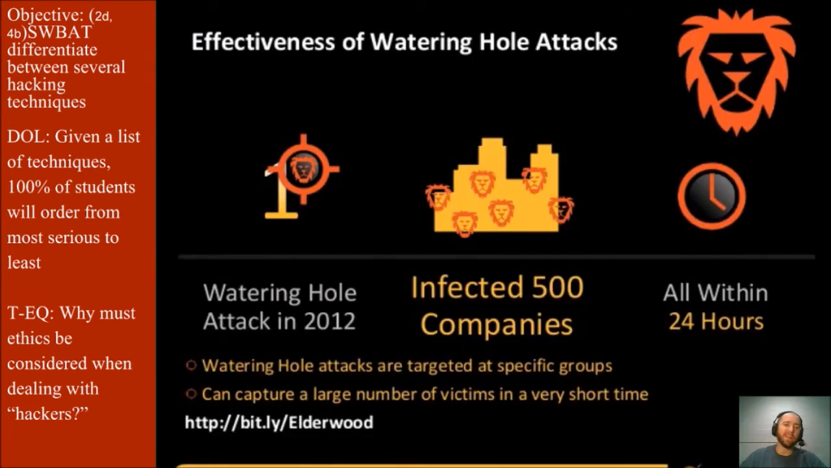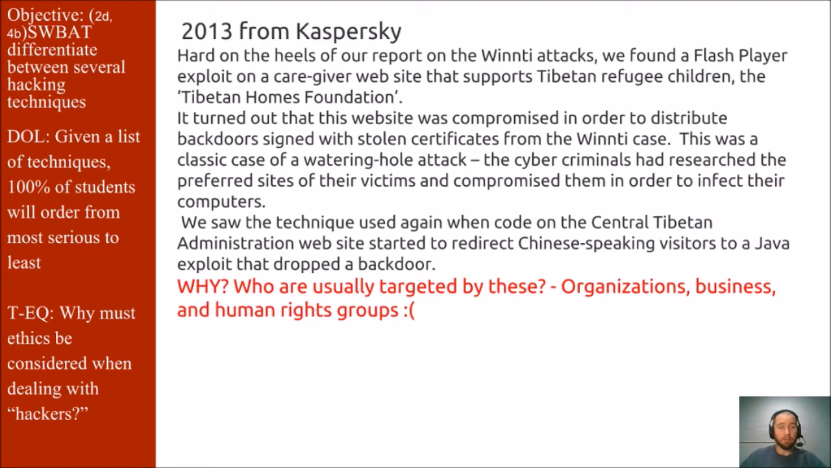And to wrap your mind around the effectiveness of a watering hole attack, there was this one in 2012 that affected 500 companies, all within 24 hours. And speaking of numbers, the average time a hacker is inside of a system before anyone realizes it is roughly around 200 days. And that's pretty scary. So maybe the scariest of hackers are ones where you don't know that they're already in your system.